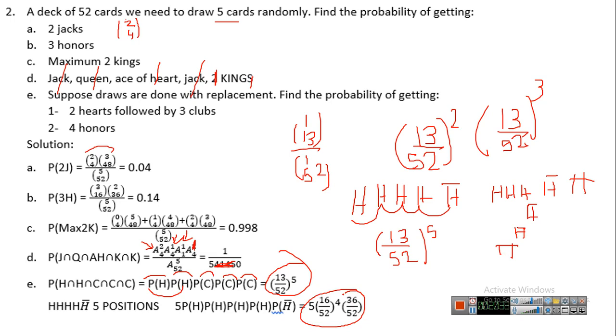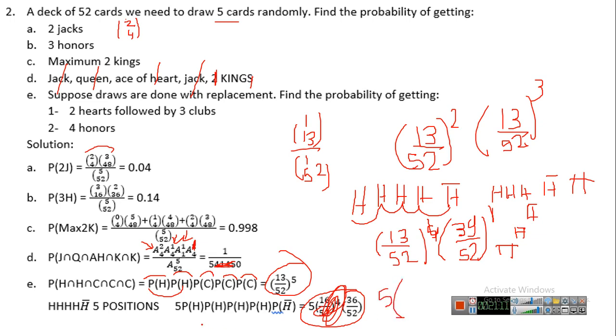Sorry, I made a mistake here, let me repeat. I want heart, heart, heart, heart. I have 13 out of 52, power 4. And not heart is not 13 over 52. It will be 39 over 52 power 1, because I have 39. So there is all wrong here. So it will be 5.